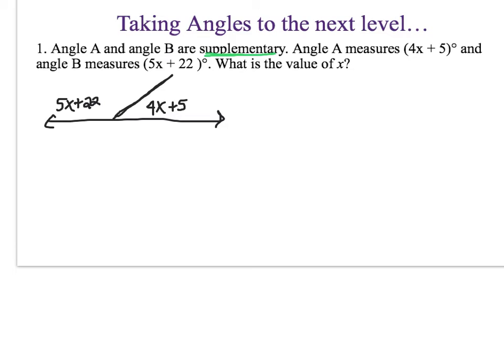So now, just like before, we're going to set up and use an equation to solve. The only difference with this problem is that you are not given the picture. You have to draw it yourself based on the words in the word problem. So I'm going to set my equation equal to 180 since they're supplementary. So my first angle, 5x plus 22, added with my second angle, 4x plus 5, all has to equal 180.